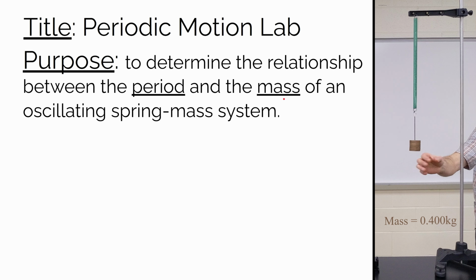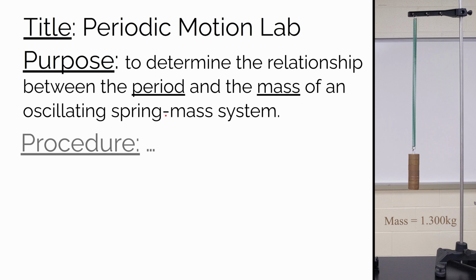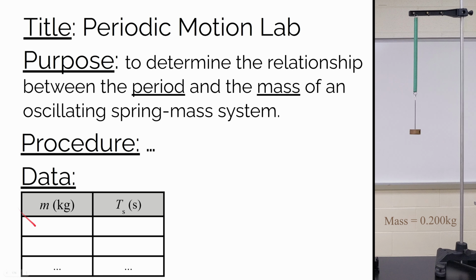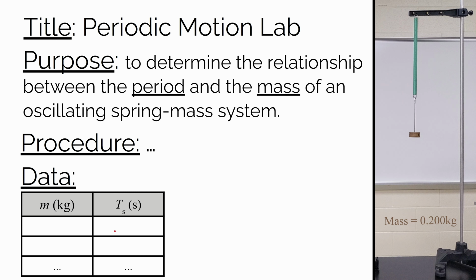So our purpose statement will be to determine the relationship between the period and the mass of an oscillating spring mass system. Well, in order to do that, we're going to have to collect for different masses what the period is going to be, how much time it takes to complete one full cycle. We're going to have to do this for 6 to 8 different masses at least, and then measure 6 to 8 different periods in seconds.